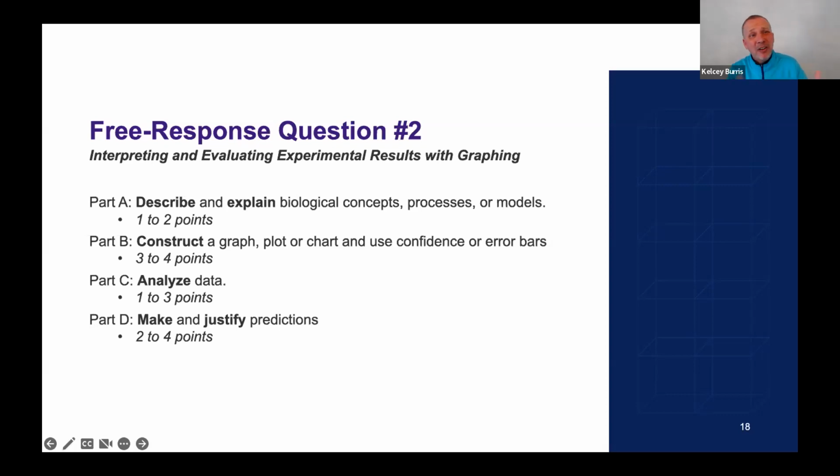Now, I want to be clear, these questions can be structured in a different way. These are just an overarching idea of what they're going to ask you to do. All right. So those are the first 2 long ones. For question number 1 and question number 2, you should only spend 25 minutes on each.